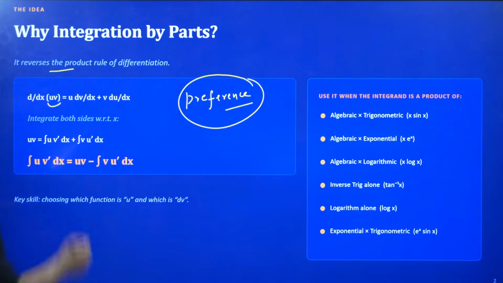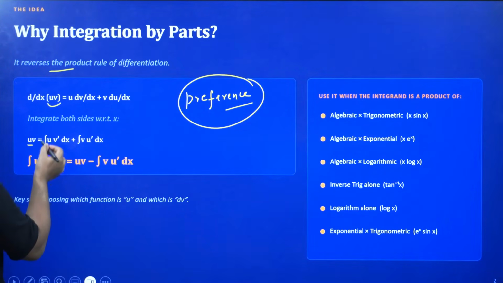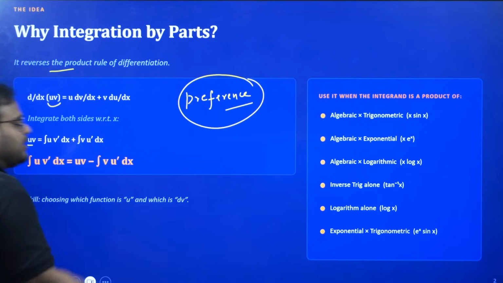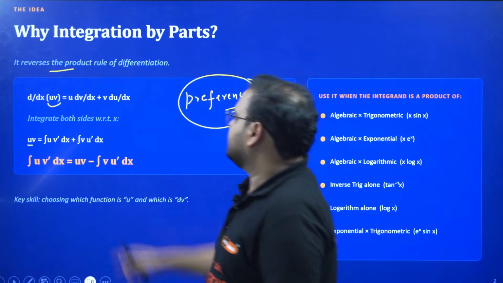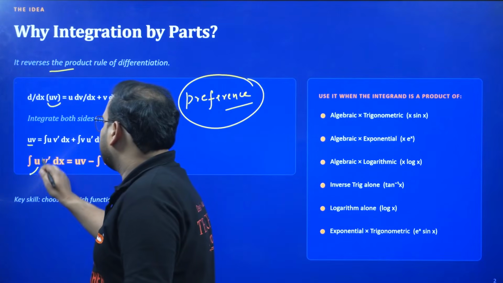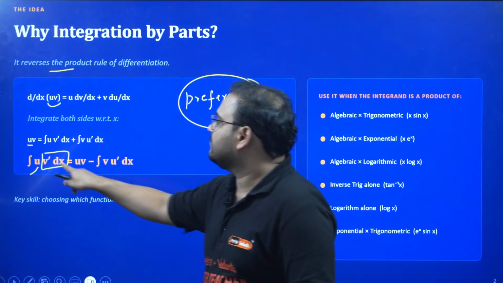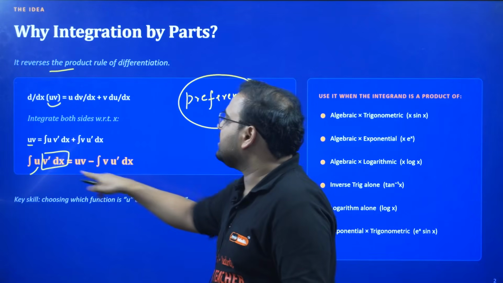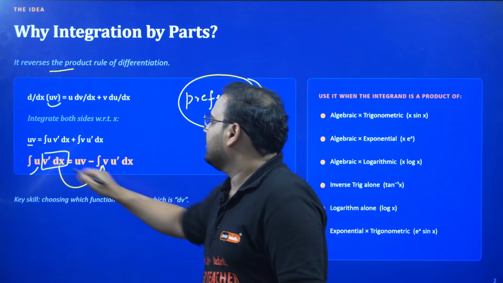And how does it work? So if you are looking for the derivative of uv, you're going to get what? u v dash dx plus v u dash dx. That's the opposite part, right? So this is how you get it. Check this out, integrating the first part, u v dash, becomes uv, where this is the first function, minus the integral of v u dash dx. This is again an integration.